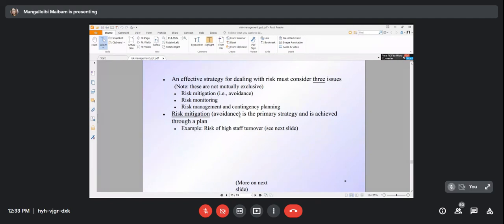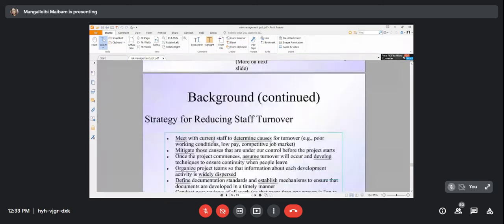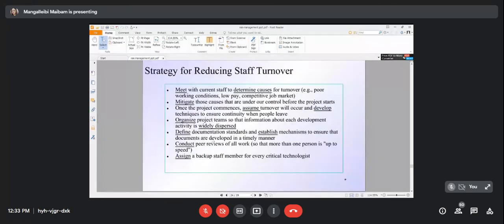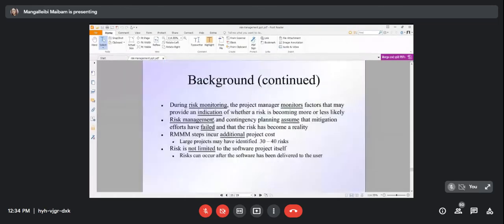Okay, so risk mitigation, it means avoidance, and it is a primary step which we achieve using a plan. Okay, so here the plan can be like this. So we have certain plans here: meeting with the current staff, mitigate those causes that are under our control. Then like this, these are the steps for the plan which we will be developing for risk avoidance.